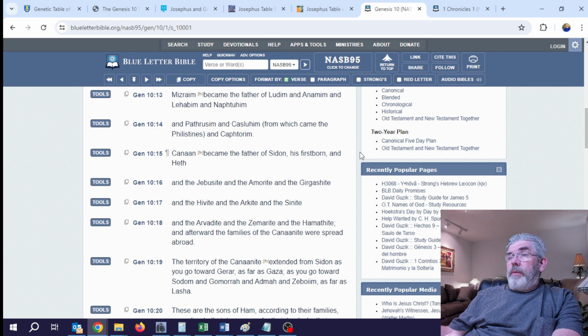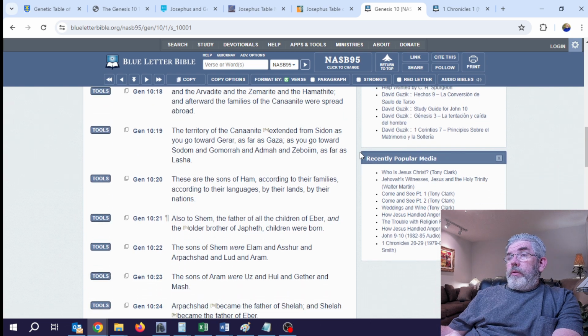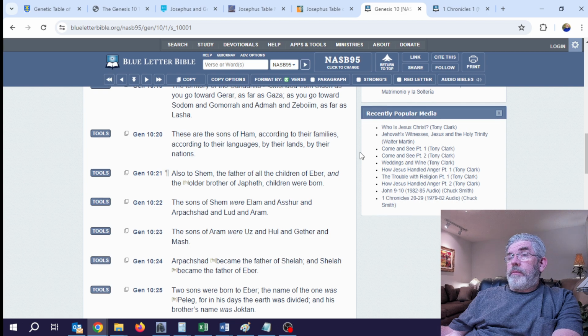And Mitzrayim begot Ludim, and Anamim, and Lehabim, and Naphtuhim, and Pathrusim, and Casluhim, from which came the Philistines, and Caphtorim. Canaan begot Sidon his firstborn, and Heth, and the Jebusite, and the Amorite, and the Girgashite, and the Hivite, and the Arkite, and the Sinite, and the Arvadite, and the Zemarite, and the Hamathite. And afterward the families of the Canaanite were spread abroad. The territory of the Canaanite was from Sidon as you go toward Gerar, as far as Gaza, as you go toward Sodom and Gomorrah, and Admah and Zeboiim, as far as Lasha. These are the sons of Ham, according to their families, according to their languages, by their lands, by their nations.